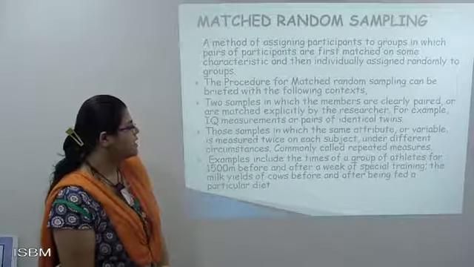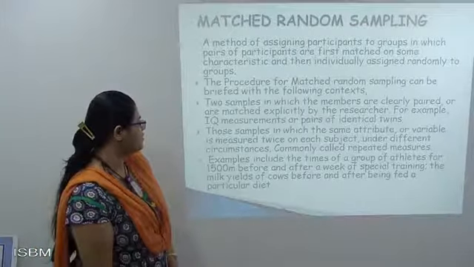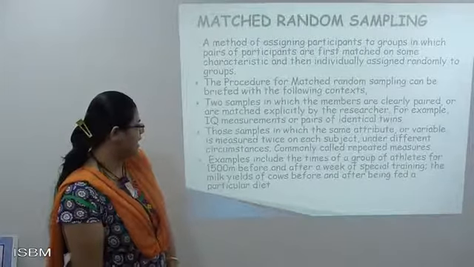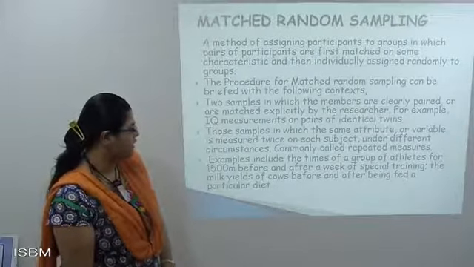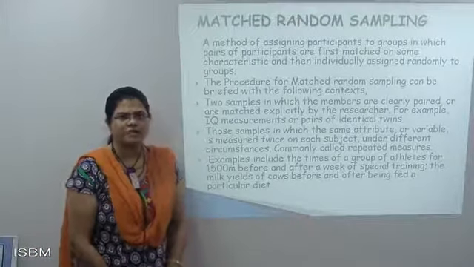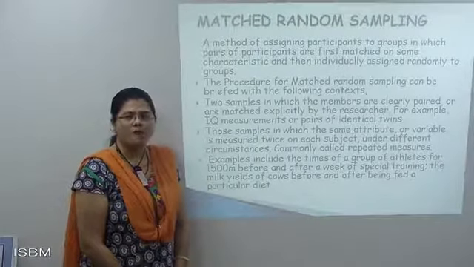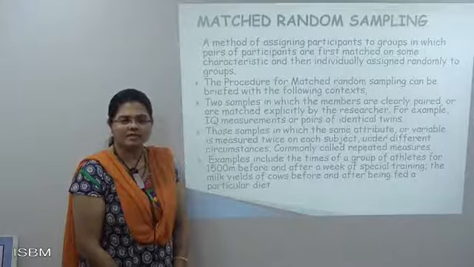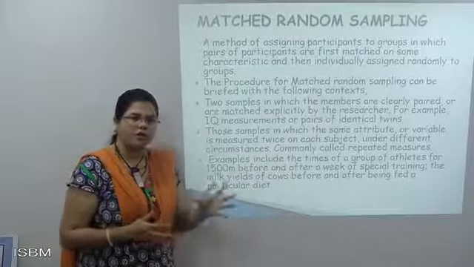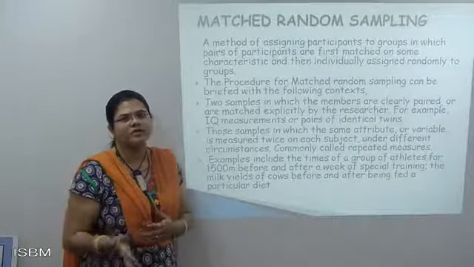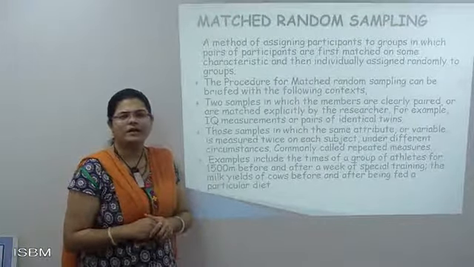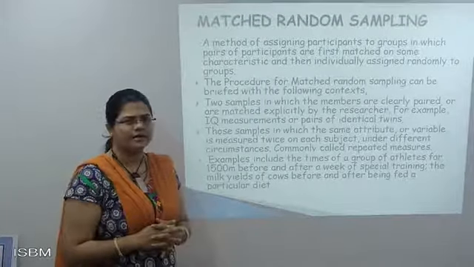Examples include the time of a group of athletes for 1,500 meters before and after a week of special training, or the milk yield of cows before and after being fed a particular diet. Now see, here you have been given two phases relating to it. If you want to run the 1,500 meters, what will your preparation be before, and once you get a special kind of training, what will be there for you after. So this is randomly what you are calculating of the data, and according to that related data, you are getting the samples which have been collected.